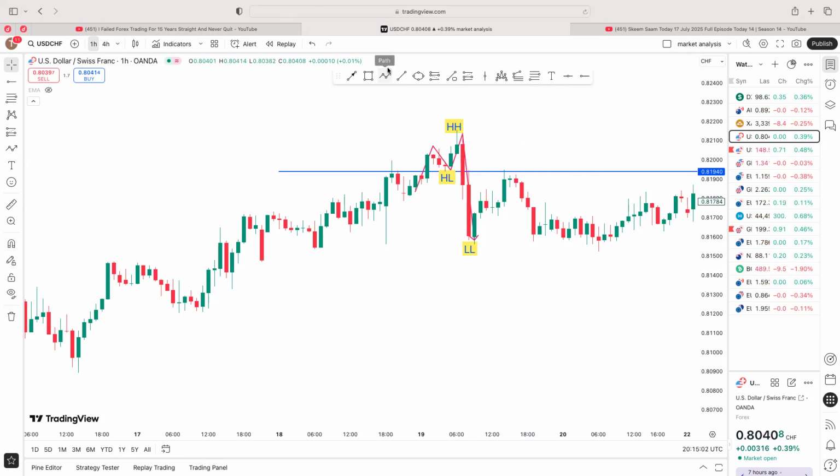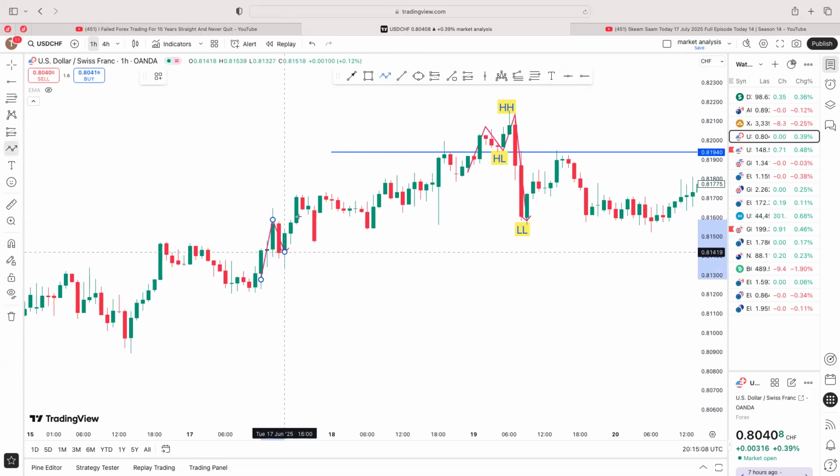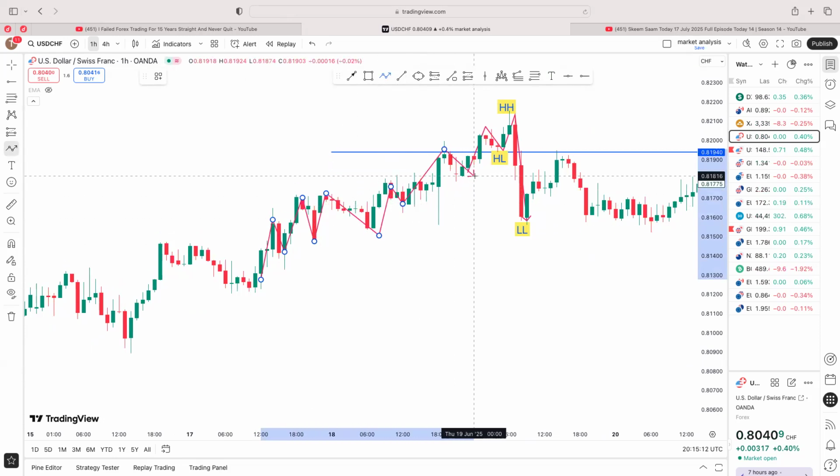So as the market was coming all the way to the top, it was creating higher highs, higher lows, higher high, higher lows, higher high, higher lows, higher high, higher lows, and then a higher high. And then they broke out from that higher low. Then the structure was broken.